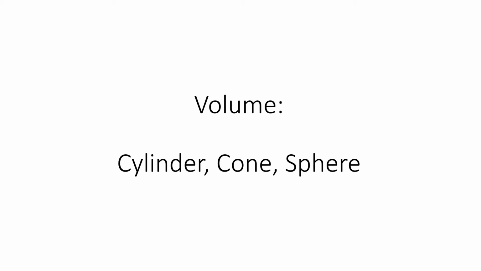This video is over volume of cylinders, cones, and spheres. In our first problem, we have a cylinder with a radius of 3, and it also has a height of 8. We use those values for our formula, pi r squared h, plugging in the radius 3 and the height 8.